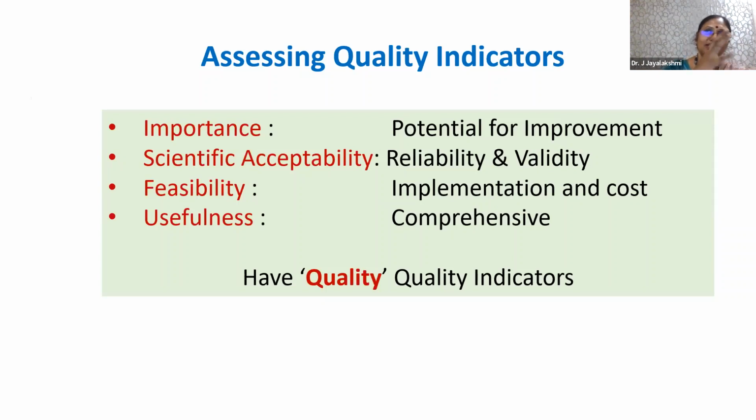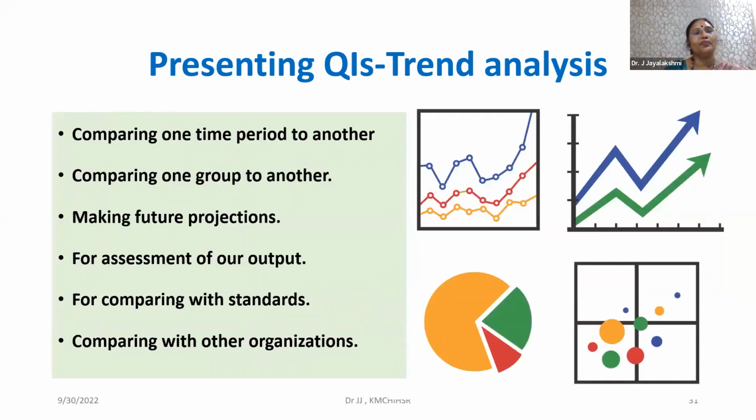Does it capture the different phases of the lab testing? Okay, all of that. So we need to have these quality indicators. How do you present these quality indicators? You need to do a trend analysis to see what it was last month, what it is now, and what you expect it to be in the future. So comparing one time period to another. Today it is here. Tomorrow, what do you want it to be?